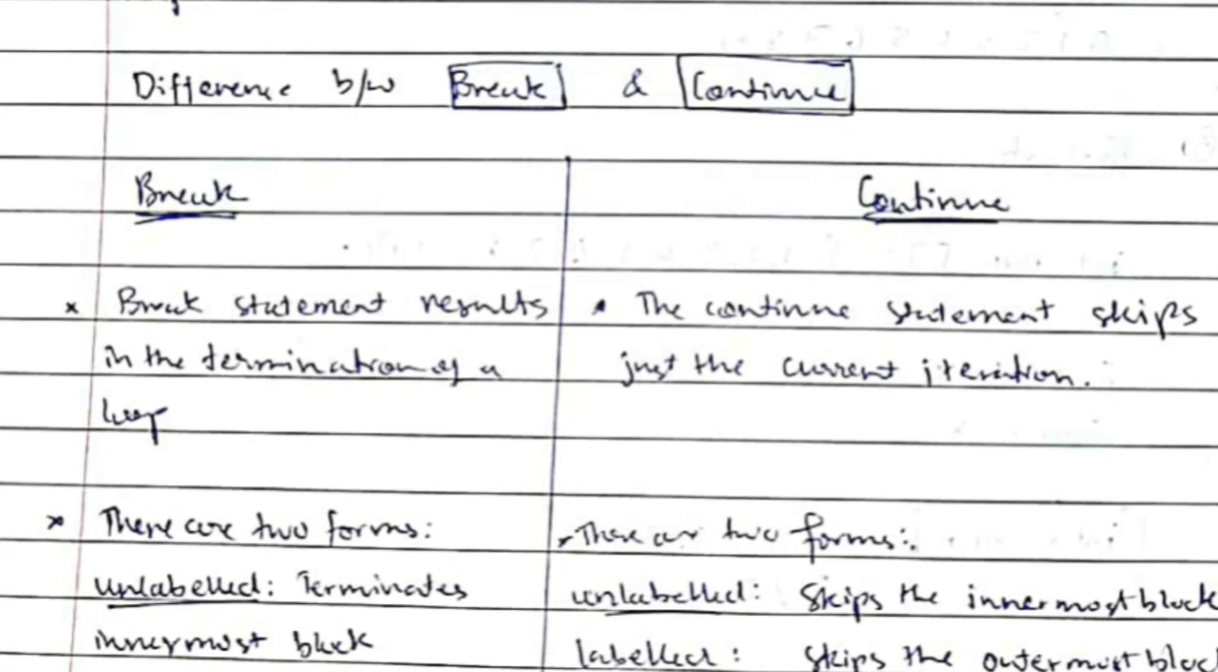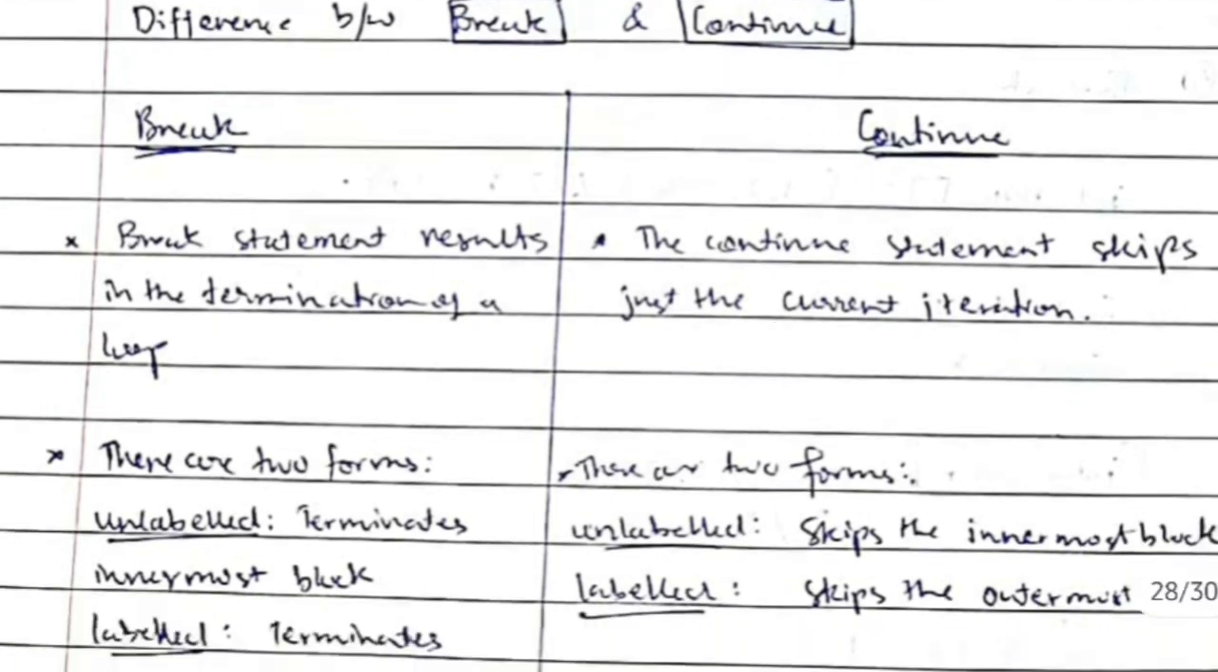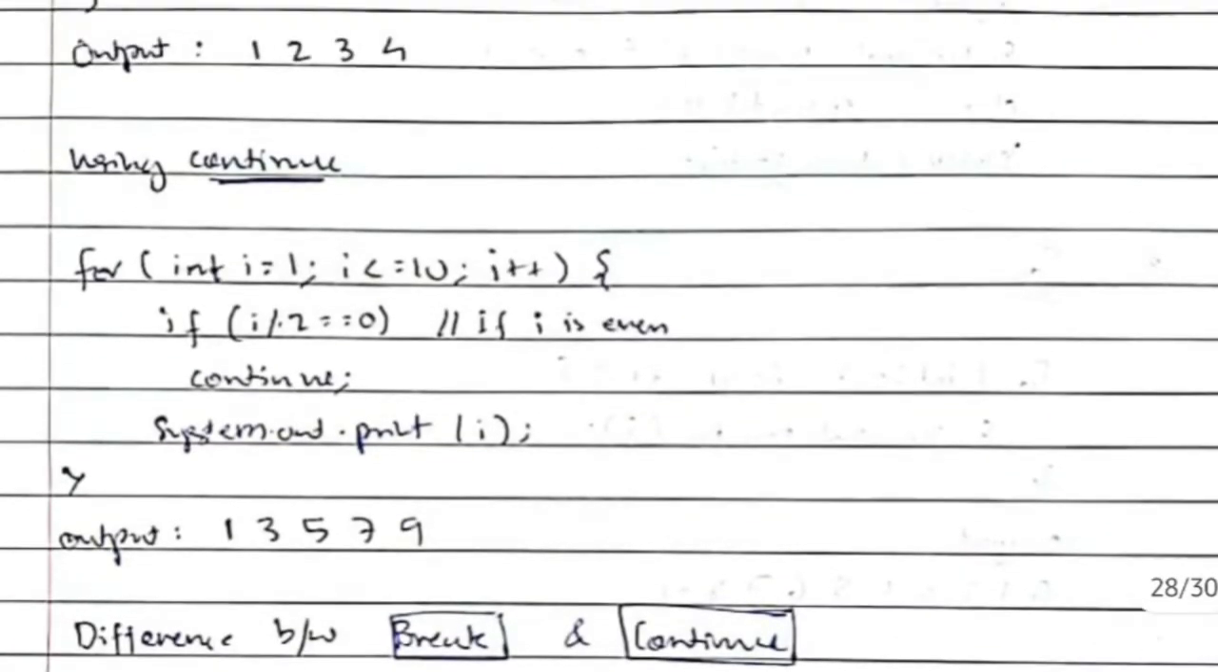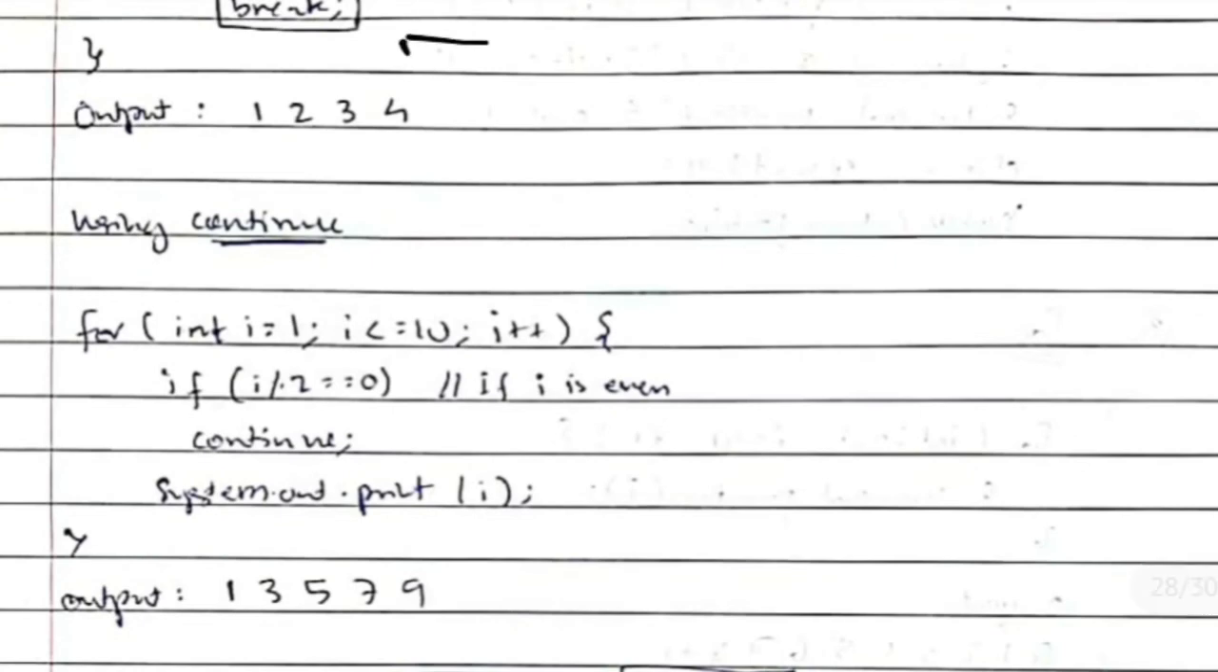Let's summarize the difference between break and continue. Break statement is used to terminate the loop, and continue statement is used to skip the current iteration, okay. By using continue you can skip the current iteration, okay, but it will not end the loop, okay. The second difference is there are two types. First one is unlabeled and second one is labeled. Unlabeled means the following code is unlabeled because there are no labels here, just the break and continue statements. And what about labeled?